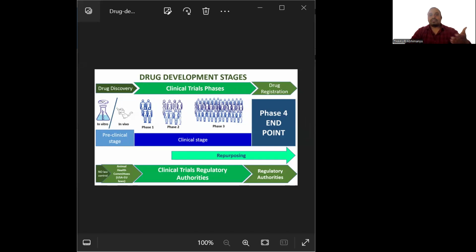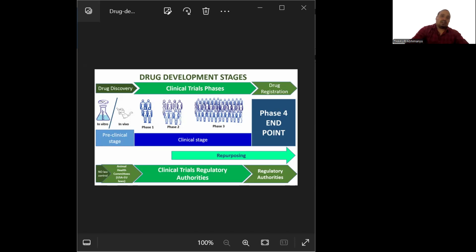For example, if a drug candidate shows a lot of promise and has the potential to go further in the preclinical studies, the developer submits an investigational new drug application to regulatory authorities, for example the FDA, Food and Drug Administration. Similarly, in India, we have the DCGI. Upon approval, the clinical trials begin. The clinical trial is again divided into three main categories.